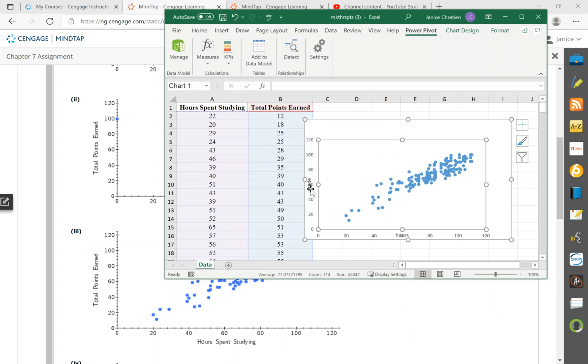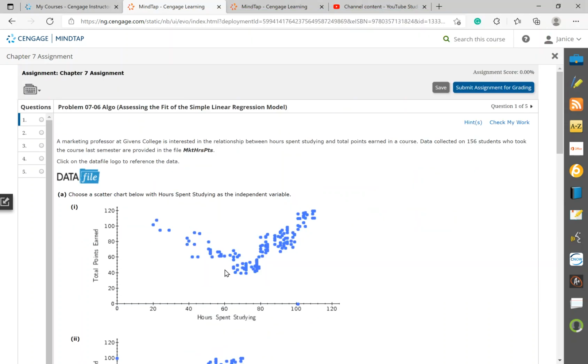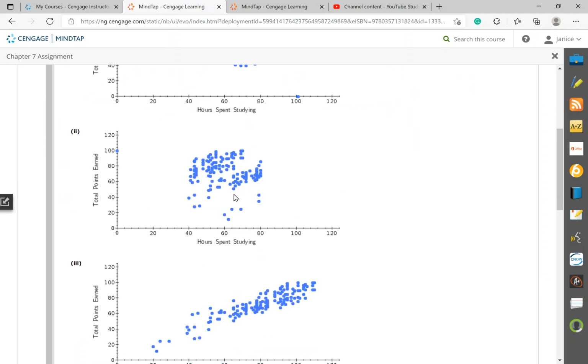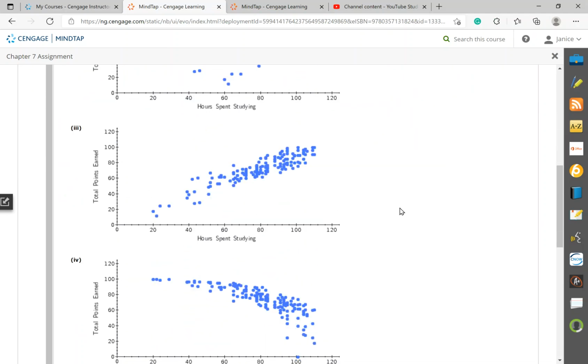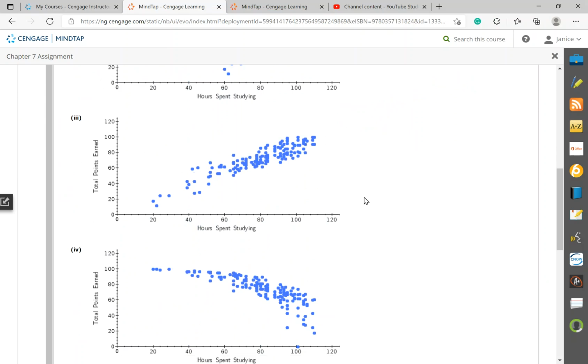When I'm looking at this, grade in hours. As hours increases, so too does grade. So I'm going to look on here and see. This one kind of dips down and picks back up. That one, well, that's bizarre. This one goes down. So I'm going to say that my data is the same as graph 3.